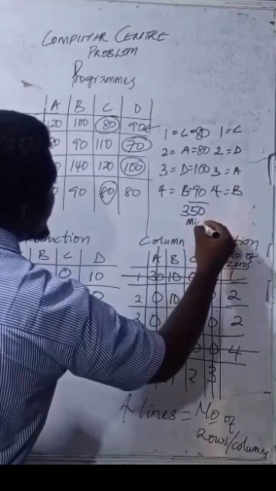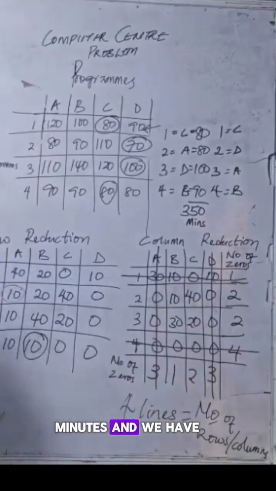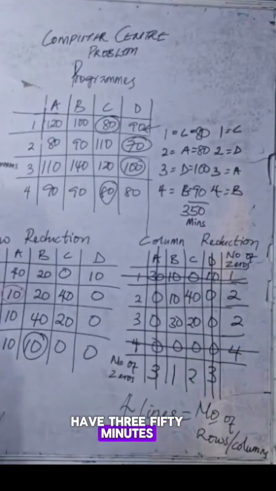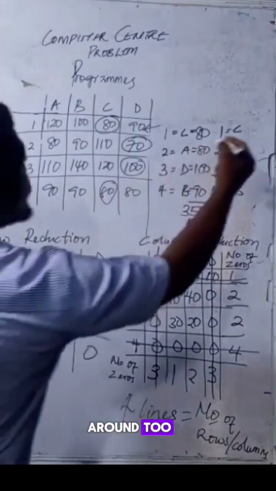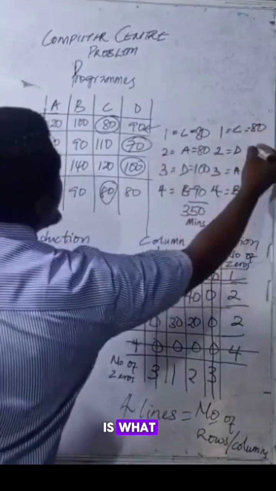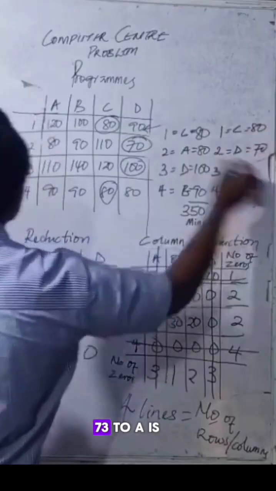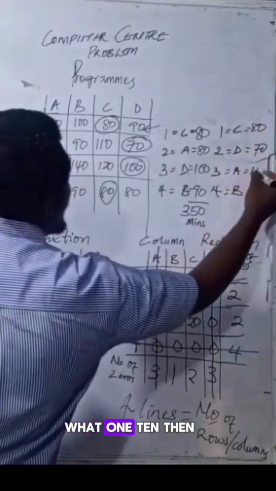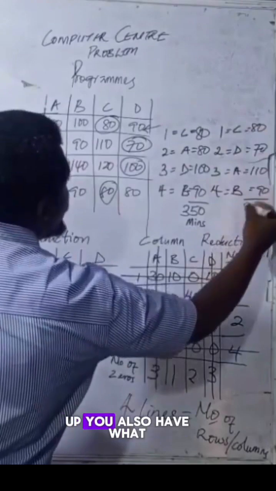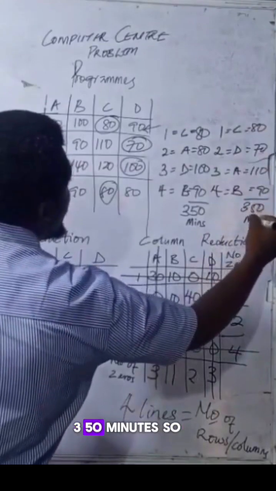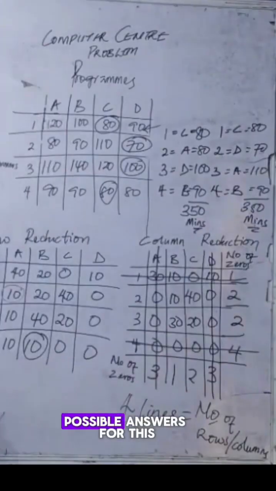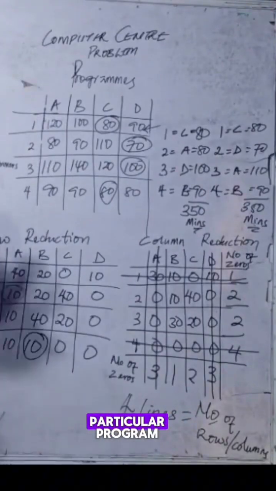350 minutes. Then we have 350 minutes. If you look at the other way around too, here we have 80, 2 to D is 70, 3 to A is 110, then 4 to B is 90. When you sum it up, you also have 350 minutes. So we have 2 possible answers for this particular problem.